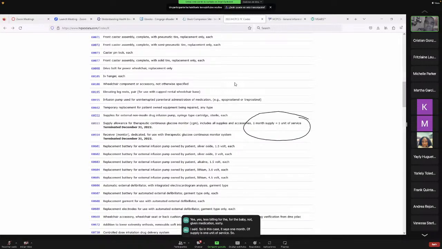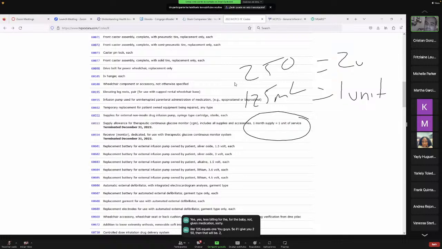So before I said that like 1 pill for every 7 kilograms is 1 unit, or whatever. This should be anything. This could be like 125 mLs equals 1 unit. Okay. So if I give you 250, then that will be 2 units. So here, 1 month is 1 unit. 2 months will be 2 units.